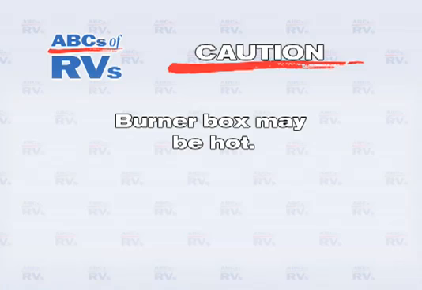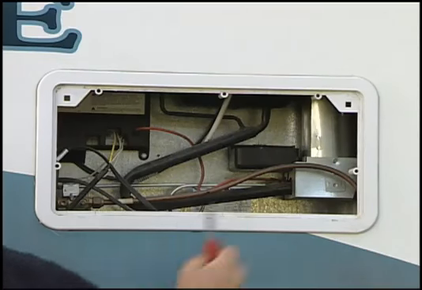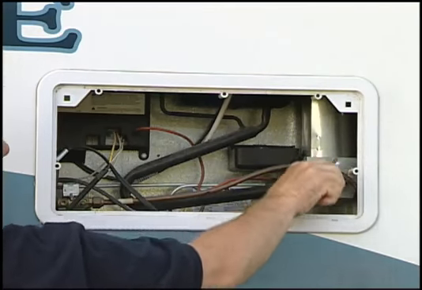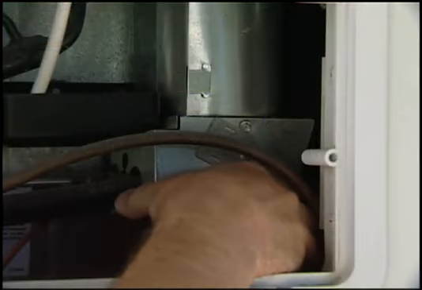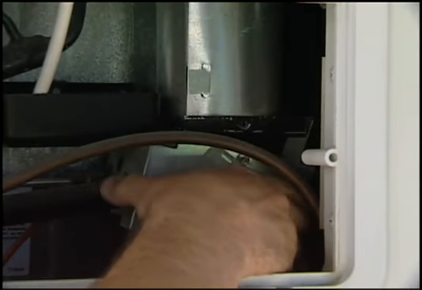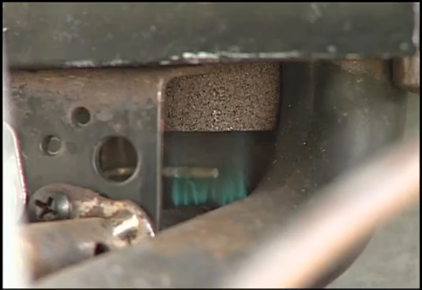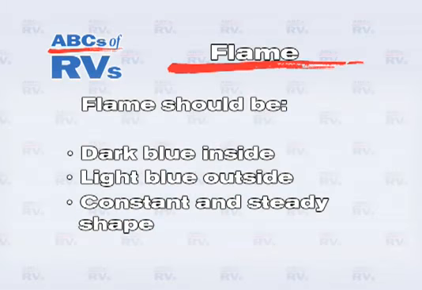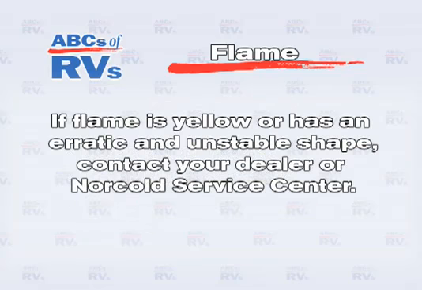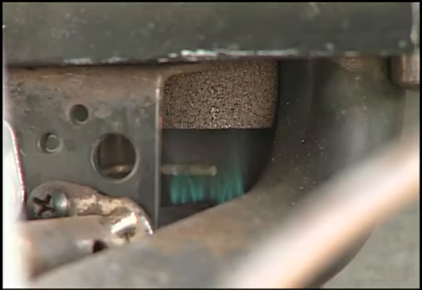Caution should be taken as the burner box may be hot. It's recommended that you use gloves or a tool such as a screwdriver to open the burner box door. Look at the flame. It may be necessary to remove the burner box for a better view. The flame should be a darker blue inside and a lighter blue outside and should be a constant and steady shape. If the flame is yellow or has an erratic and unstable shape, contact your dealer or Norcold service center. Make sure the flame does not touch the inside of the flue tube. If it does, contact your dealer or Norcold service center.